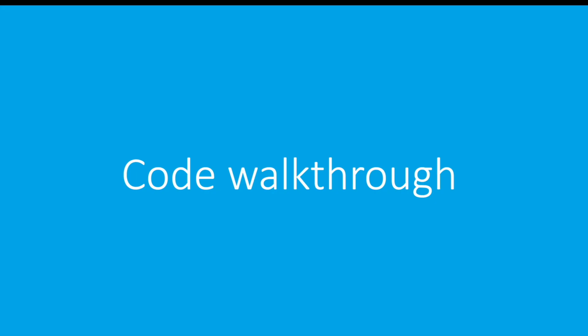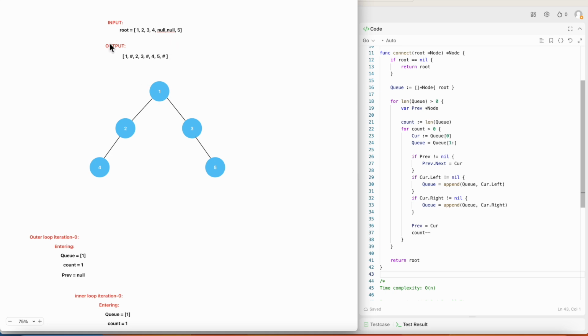Next, I am going to do the code walkthrough with sample input. Let's do the code walkthrough for this input. So we have the binary tree 1, 2, 3, 4, 5. So the expected output is 1 null, 2, 3 null, 4, 5 null.